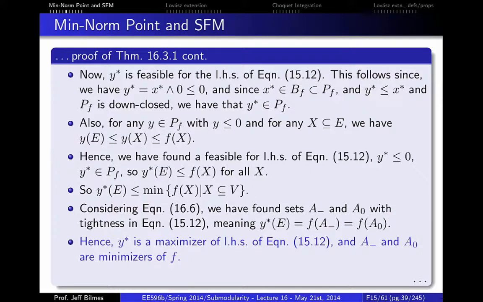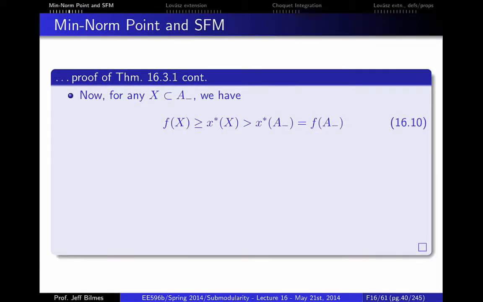So that therefore shows that y star is a maximizer of the left-hand side of the equation, and A naught and A minus are minimizers of the submodular function. Now, the last thing to prove is that they are the minimal and maximal minimizers. So how do we get that? So we said that A minus is the minimal minimizer.